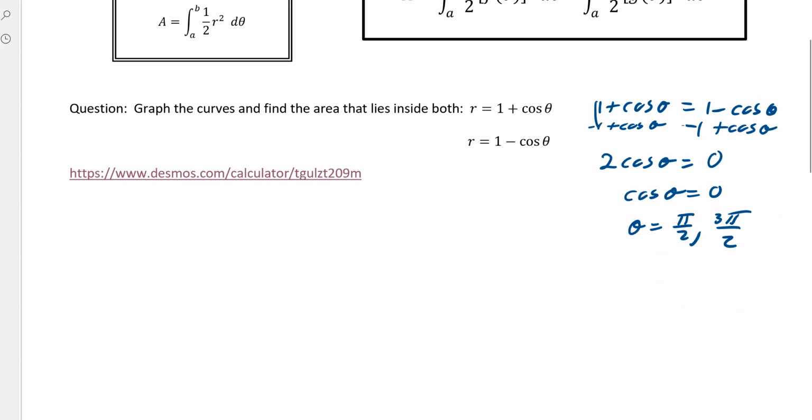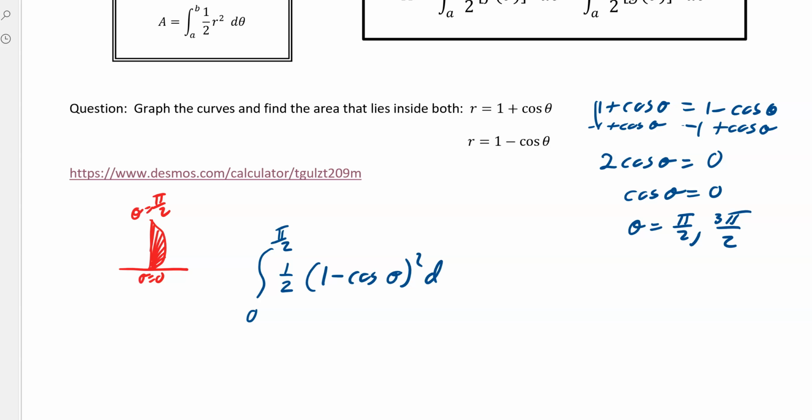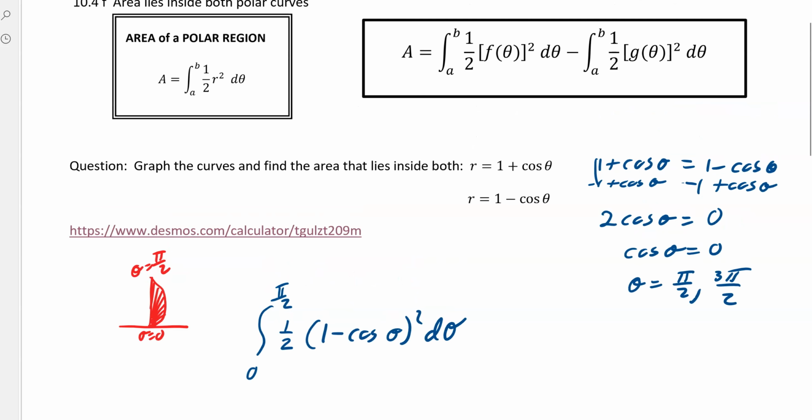So what I want is just that red region here, in those sectors that added up from theta equals 0 to theta equals pi over 2. So if I do the integral from 0 to pi over 2 of 1/2, and then r, which is (1 minus cosine theta) squared d theta. I don't even need the other one. So I'm not using the subtraction. I'm using the area of a polar.